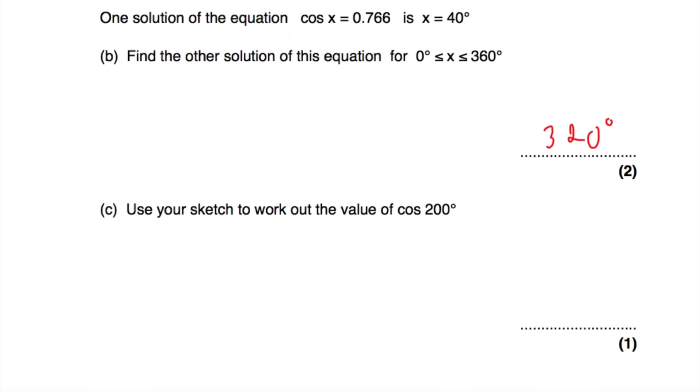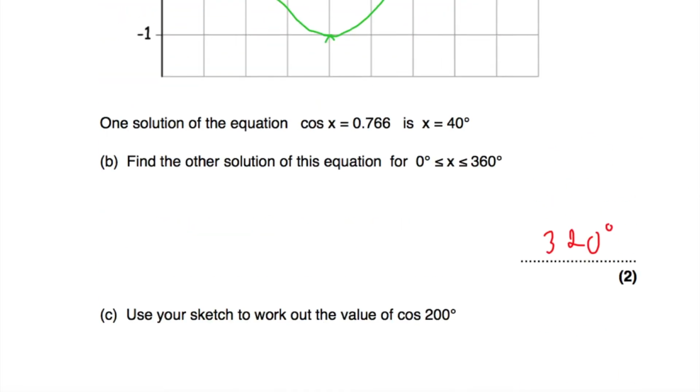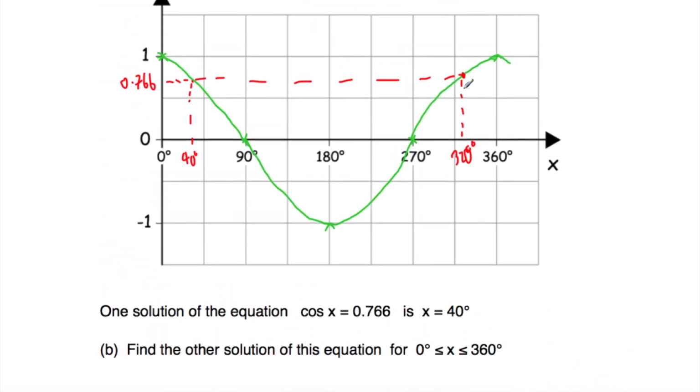Okay, and then part C. Part C says use your sketch to work out the value of cos of 200 degrees. Now we're using our sketch, so it's not going to be perfect here. So we want to find the cos of 200 degrees. Here, the next line is in the middle of 180 and 270. That's an increase of 90 degrees, so 45 degrees would be in the middle. That'd be 225 degrees when you have 45 onto 180. So 200 degrees will be roughly there, just slightly to the left of the middle.